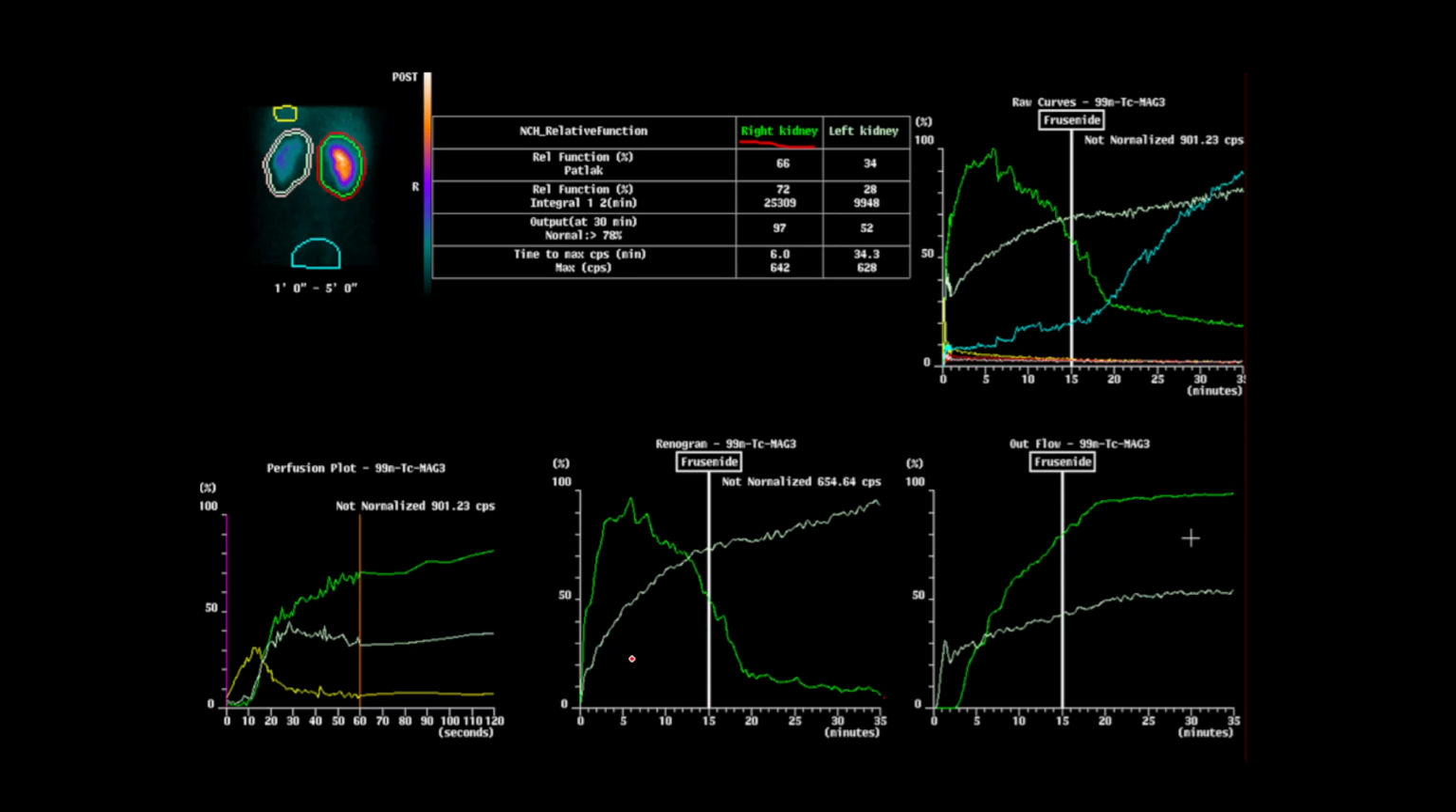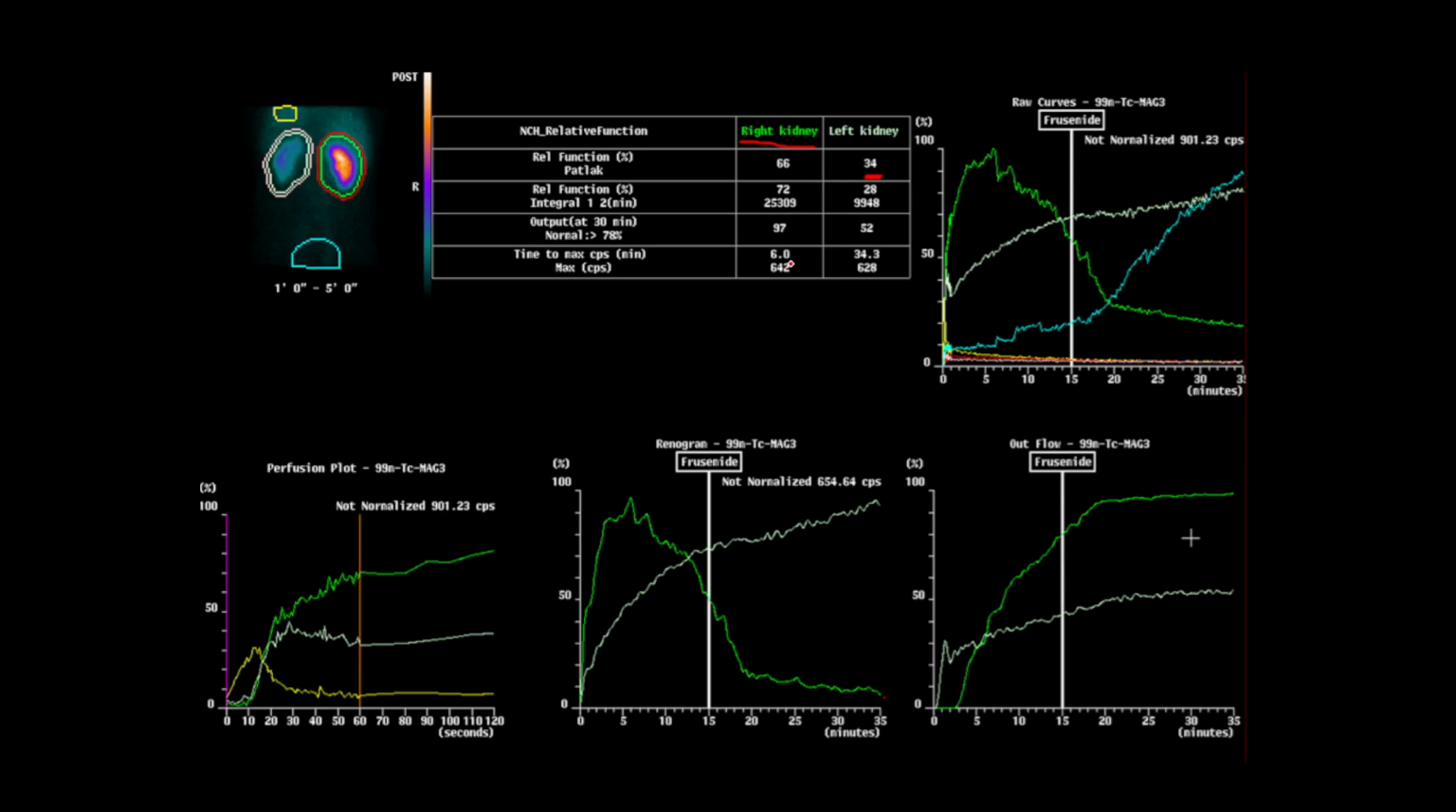But of course, on the left side, nothing of the sort is happening. You can see that there's progressive accumulation of the tracer with no response to the diuretic whatsoever, furosemide here at 15 minutes. So this is an obstructed kidney. The relative renal function is reduced on the left-hand side, and that may well be due to the patient's obstruction. Doesn't necessarily mean they've got a permanently damaged kidney. In fact, we would expect that it's just due to the obstruction.